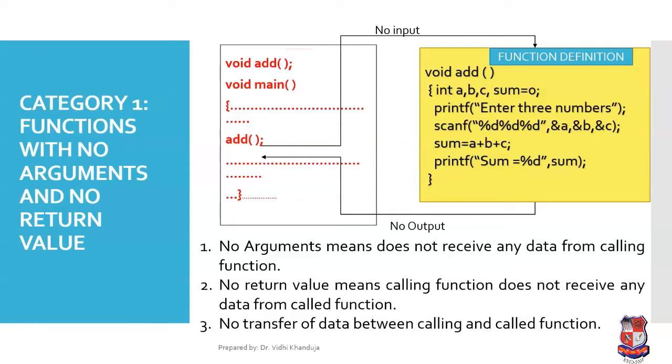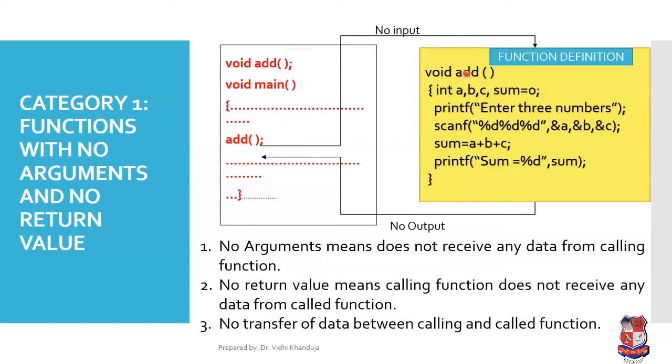The first category, functions with no arguments and no return value. Right? So user-defined functions will not have any arguments. This means they will not receive any data from calling function. Right? Look at this function call. There are no arguments, no actual arguments which are being passed. So nothing is passed from this main, that is your calling function, to the called function, that is add.